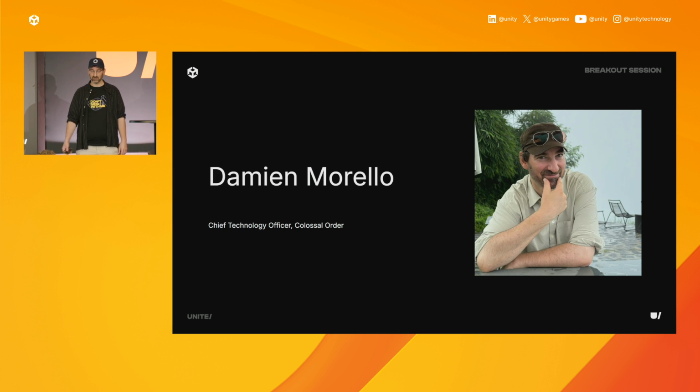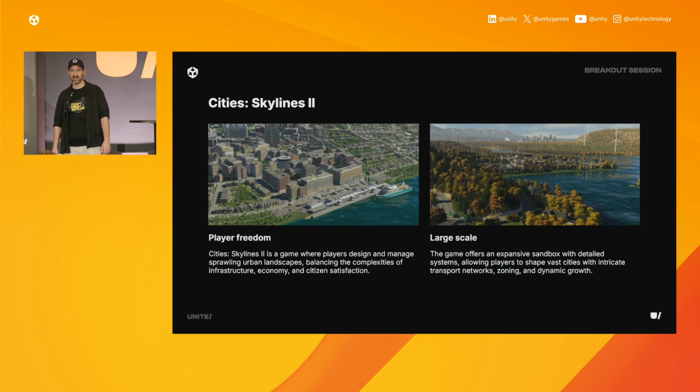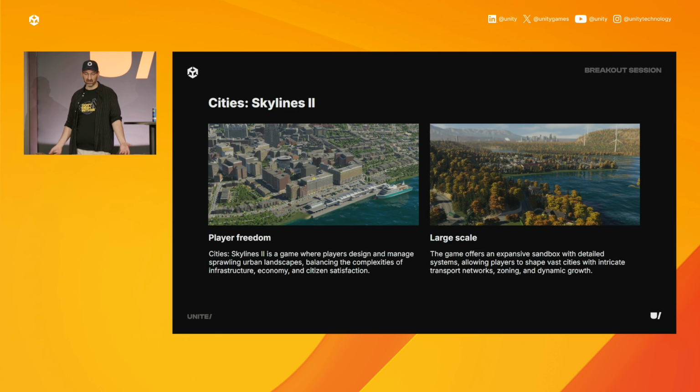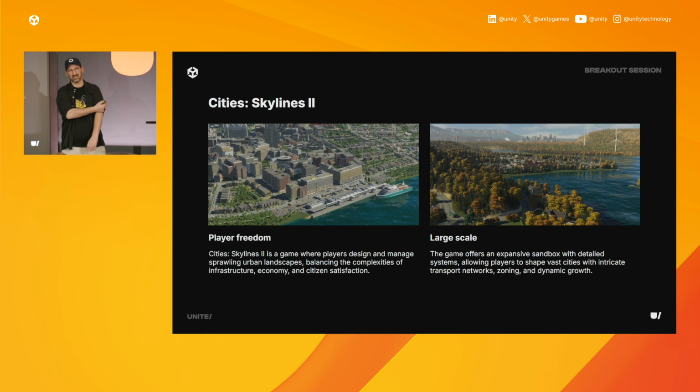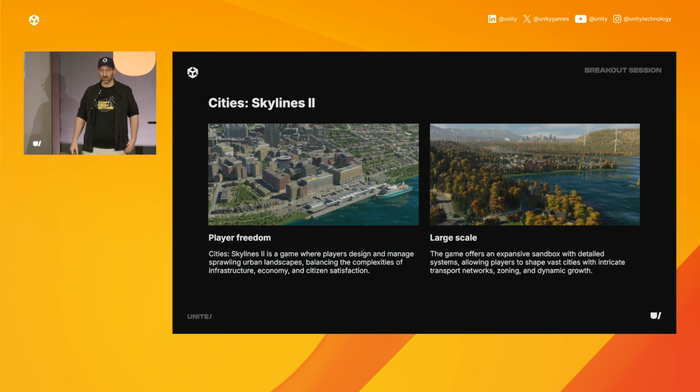So today we're going to talk about City Skylines and how we use Unity in its current state, what ecosystems worked for us, and how we integrated them. City Skylines 2, for those who may not know about it, is a city builder, just like the first one. It was released at the end of last year, around October. And so it's soon a one-year birthday.